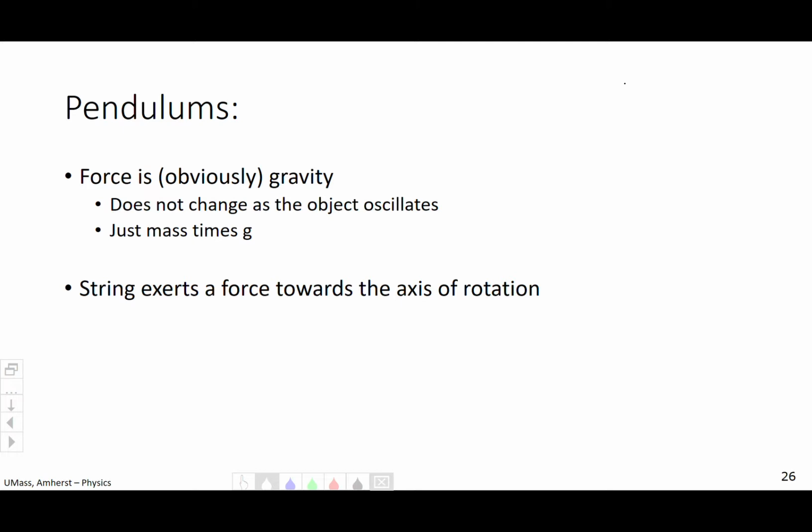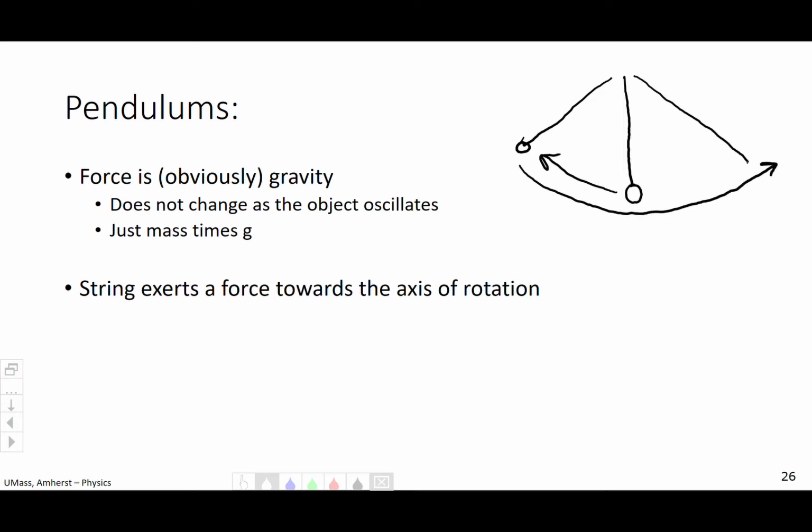So if we're going to draw a pendulum system here, we have our equilibrium position, then we swing up, and we end up over here, and then we swing down, and we swing up the other side, and then we end up over here. So the restoring force is always gravity.